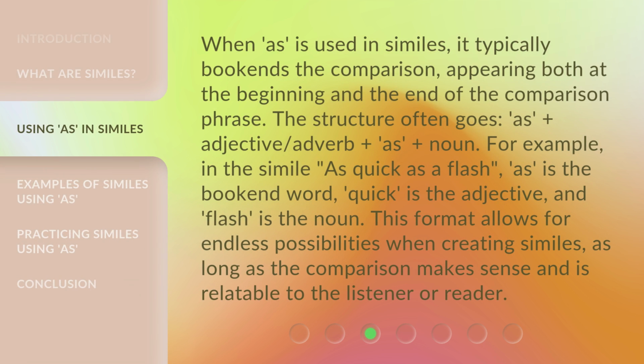When as is used in similes, it typically bookends the comparison, appearing both at the beginning and the end of the comparison phrase. The structure often goes as plus adjective or adverb plus as plus noun. For example, in the simile, as quick as a flash, as is the bookend word, quick is the adjective, and flash is the noun. This format allows for endless possibilities when creating similes, as long as the comparison makes sense and is relatable to the listener or reader.